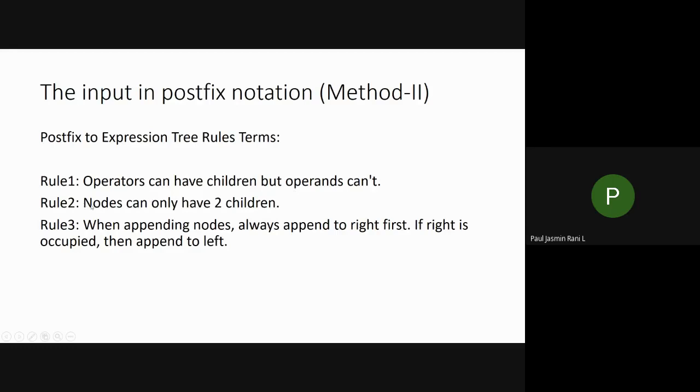The second rule is that nodes can have only two children. An expression tree belongs to the binary tree family, so definitely it should strictly follow the rule of a binary tree. That is, at most you can have only two branches. So that is the second rule.